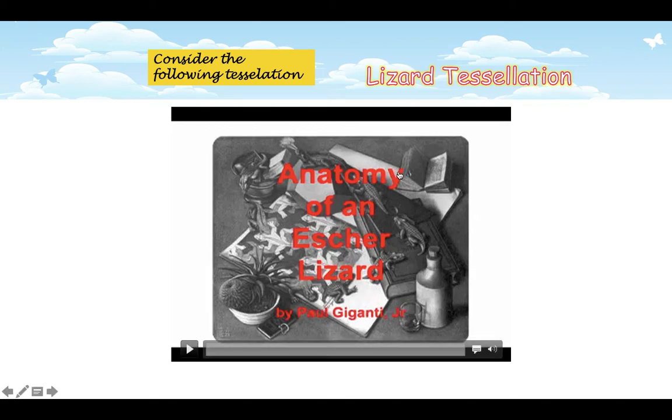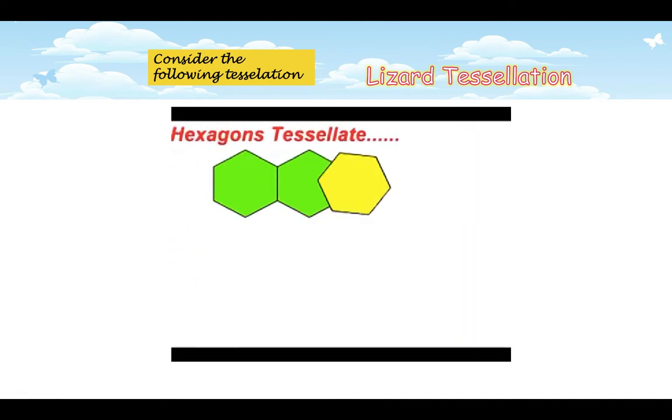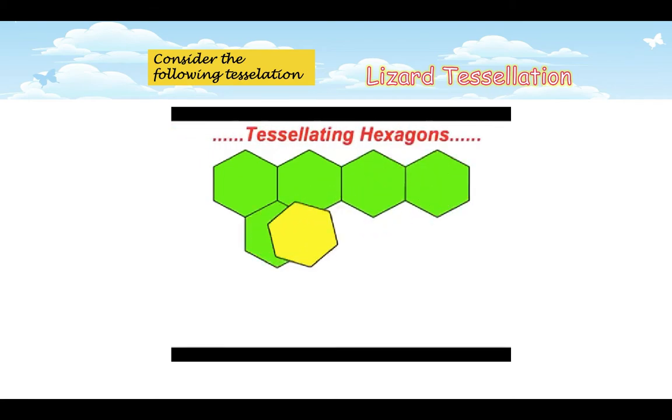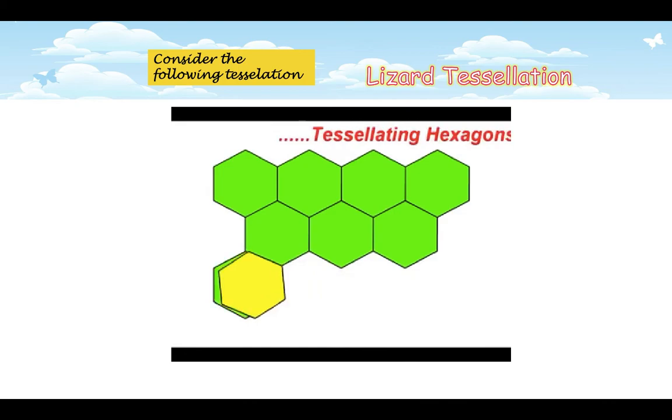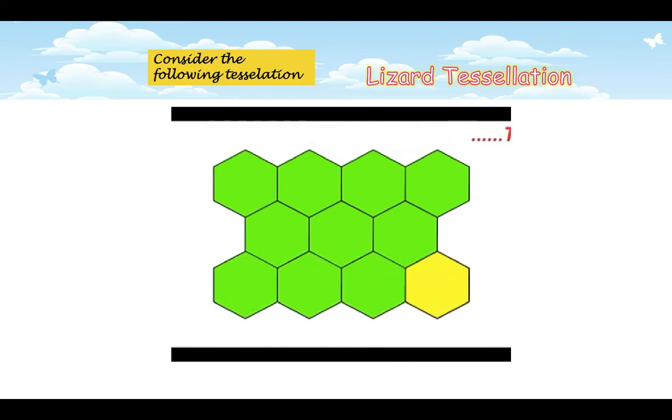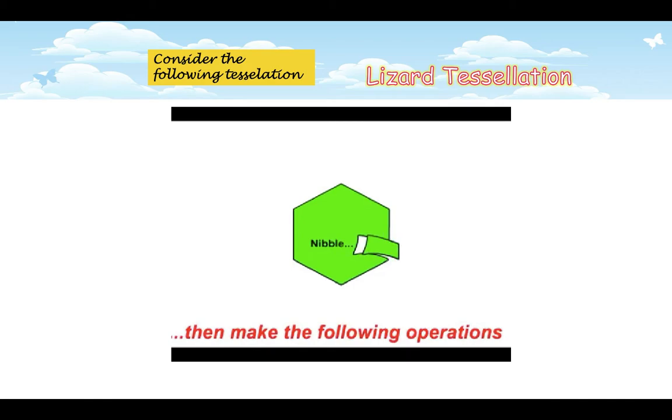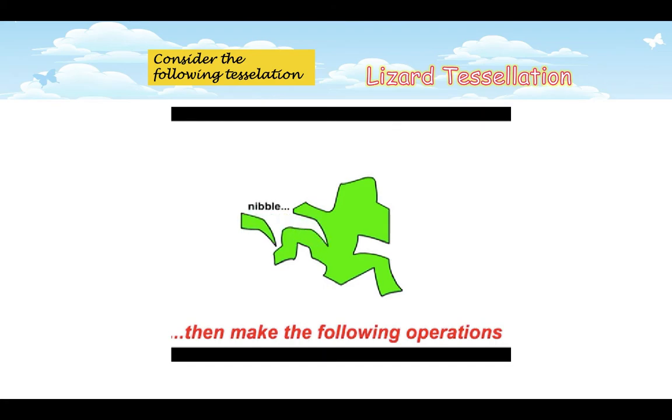Look at the following tessellation, the anatomy of an azure lizard tessellation, which is very famous. You will be surprised that the lizard comes from a hexagon, which is transformed into the lizard shape. So we start with a hexagon, and then we do the cutting and moving until we get a lizard form.